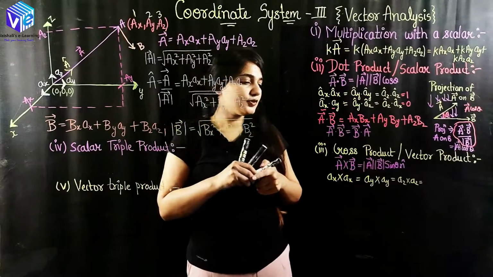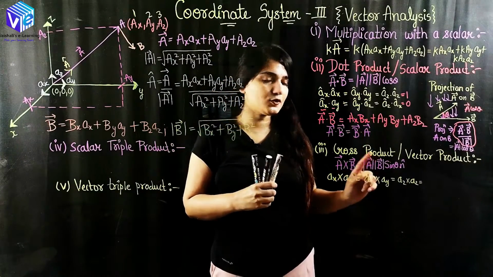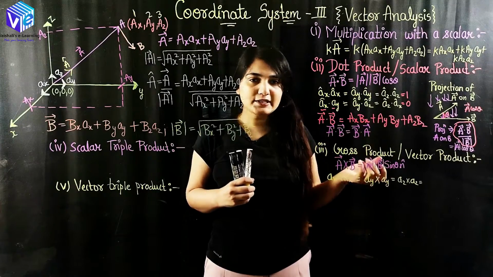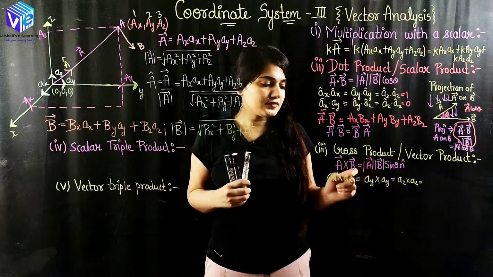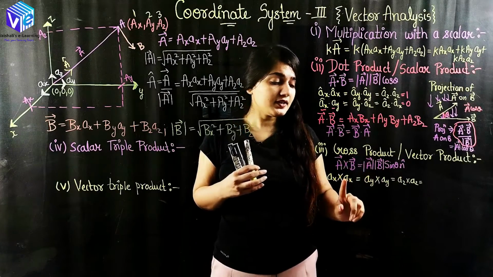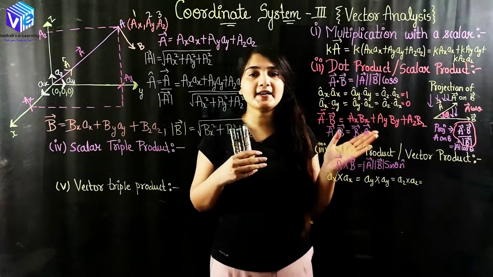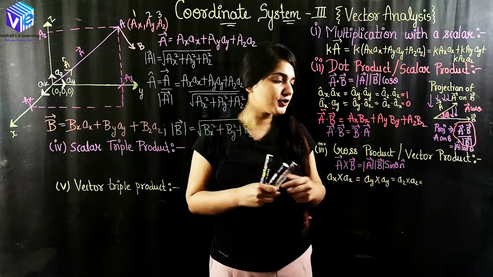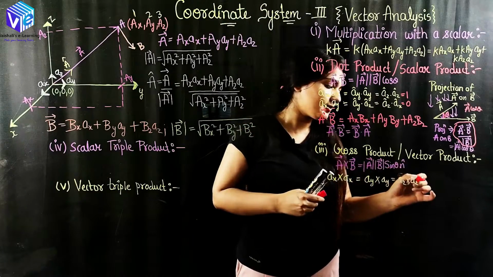Now coming to the first property, ax cross ax is equal to ay cross ay is equal to az cross az. The magnitudes are 1, we know it is the unit vector. Here sine of theta will be 0, because I am finding out the angle between ax and ax. It has to be 0. So a cross b will be 0 in this case.